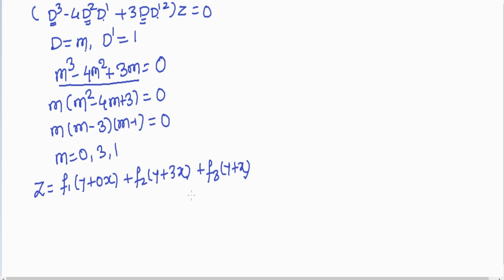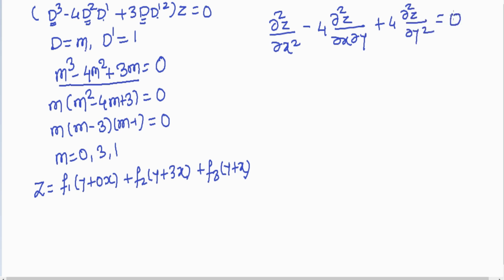Now look at another example. Let us solve another example: del 2z by del x squared minus 4 into del 2z by del x del y plus 4 into del 2z by del y squared equal to 0. First write it in terms of D and D dash. Del by del x equal to D, del by del y equal to D dash.